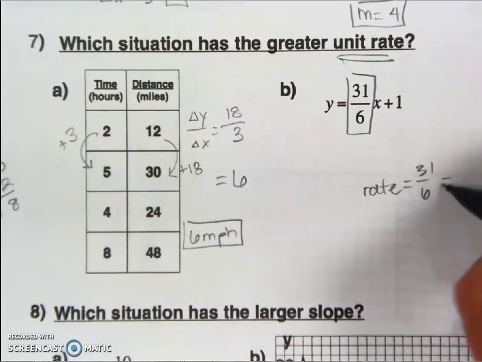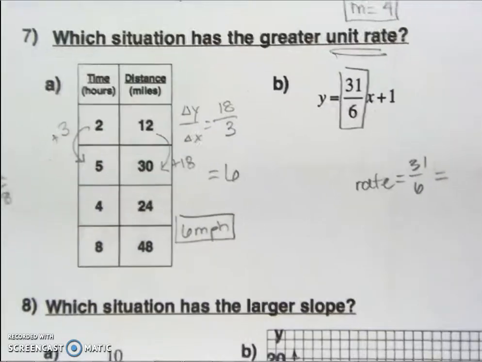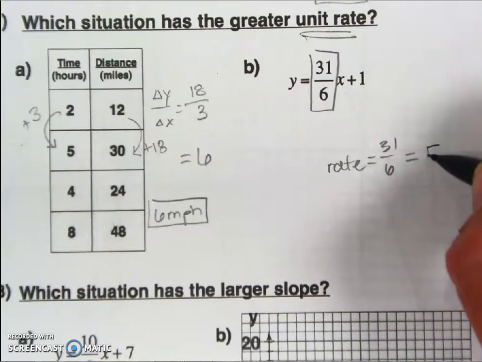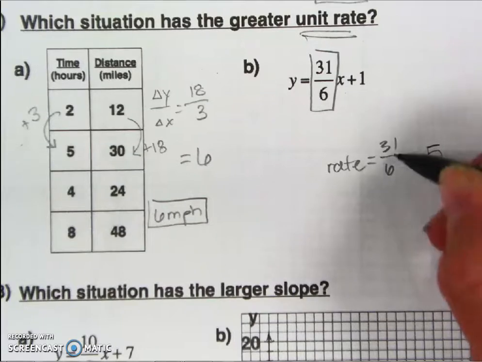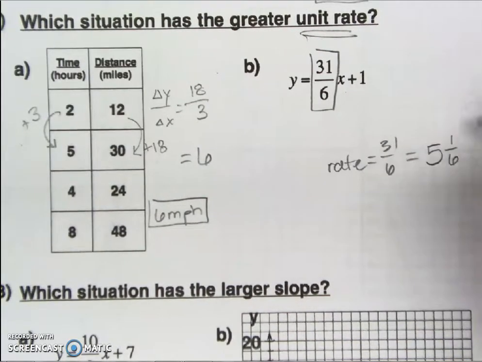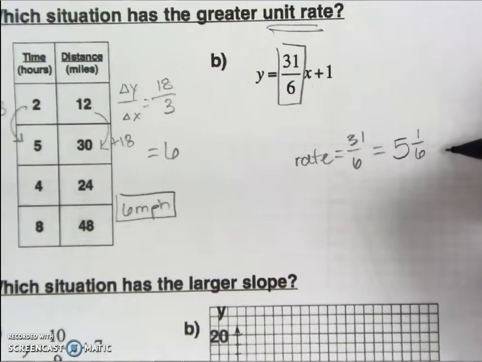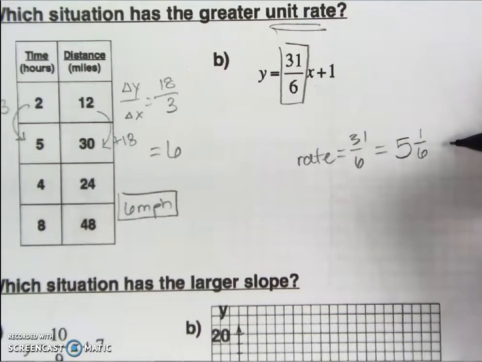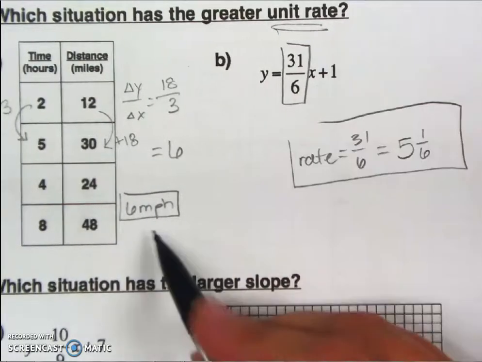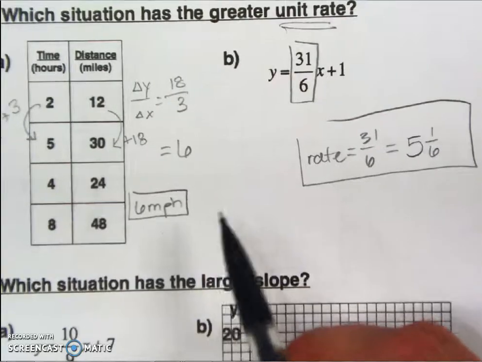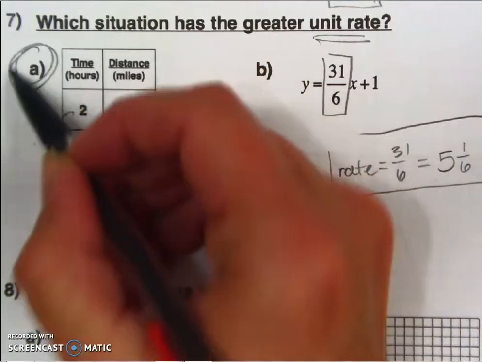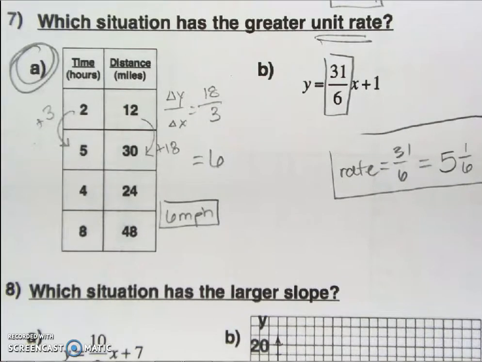It is, but let's rewrite that as a mixed number. How many 6's can I take out of 31? Well, I should be able to take out 5 groups of 6. That would give me 30. I would just have 1 left over. So that tells me the rate over here is 5 1/6. Probably miles per hour, probably still the same units. 5 1/6 versus 6. Which one is bigger this time? Well, whole number 6 is going to be much bigger than 5 1/6. So there we go. That situation has the greater slope.